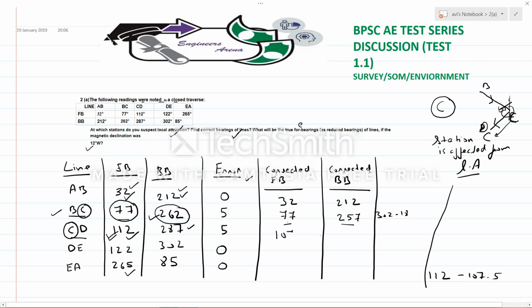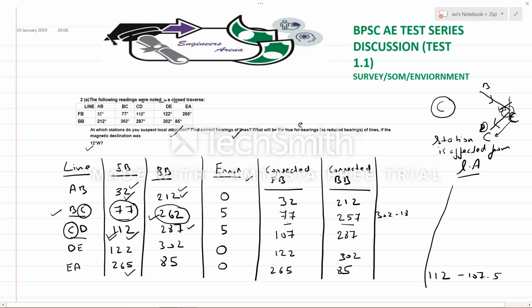That is 107 degree. Now, simply add 180 degree to it. You will get 287 degree. It was 287 degree. Now we can see the difference is 180 degree. Therefore, it is correct. Now, the other stations did not have any local attraction, so there will be no error in the others. So I am directly copying these: 302, 265, 85 degree.